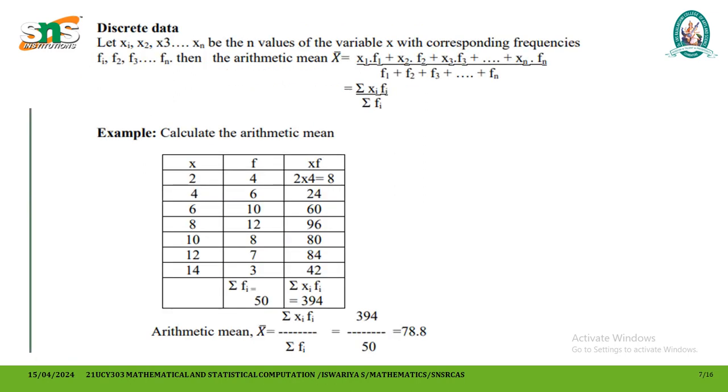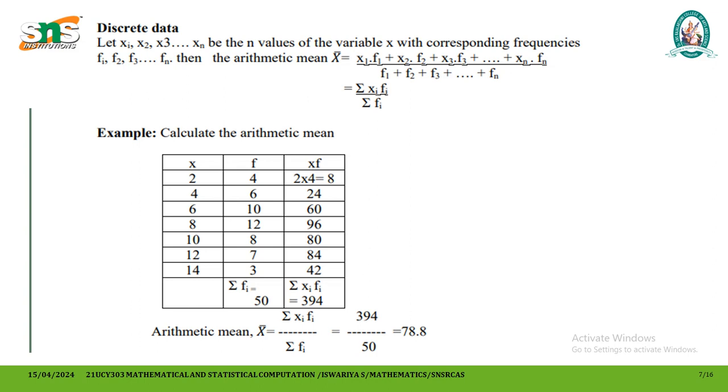The next one is discrete data. This is the formula for the discrete data, that is x bar is equal to summation fx by summation f. We have to calculate the arithmetic mean. Here the x and f are given. Then we have to calculate the xf. So xf means we have to multiply x and f. The first one is 2 and 4. By multiplying 2 and 4, I get an answer of 8. For the remaining also we do the same thing. We have to multiply the x and f values to obtain the xf values.